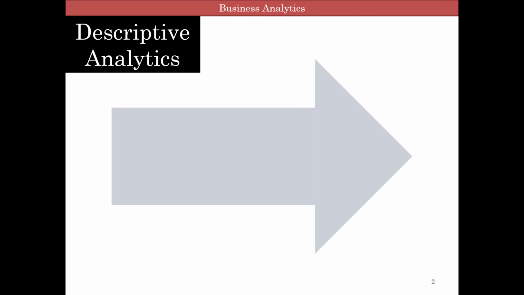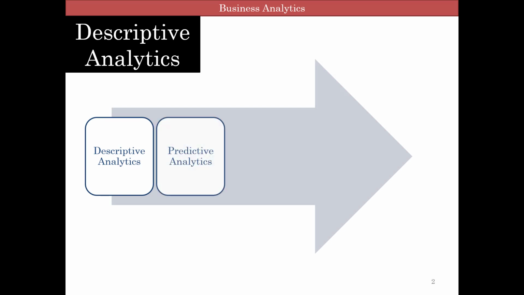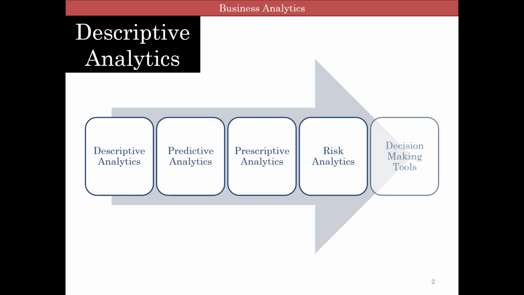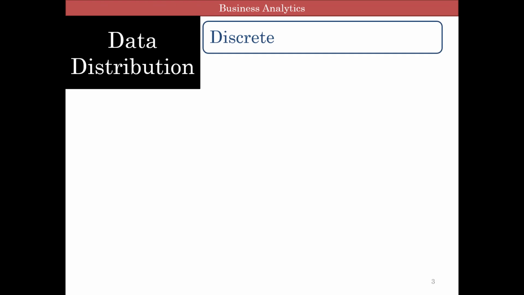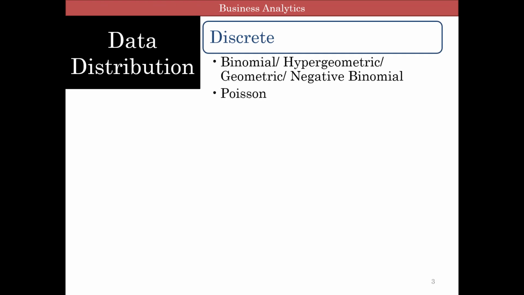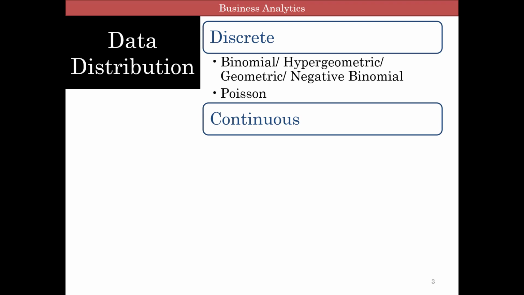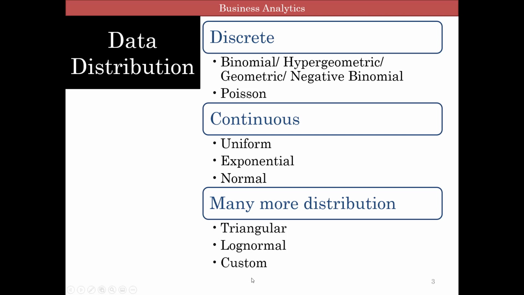So remember when we looked at the analytics aspect and we talked about the different modules: descriptive, predictive, prescriptive, risk analytics, and then decision-making tools. We're still at descriptive analytics right at the start, looking at data distributions. We went through a bunch of discrete distributions, and now we're going to focus on continuous distributions. We are going to look at uniform, exponential, normal, and we are also going to talk a little bit about triangular and log normal.